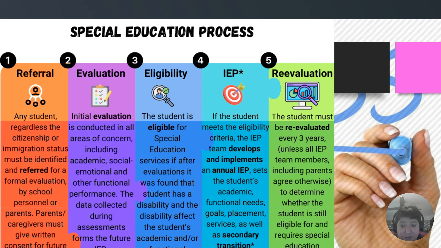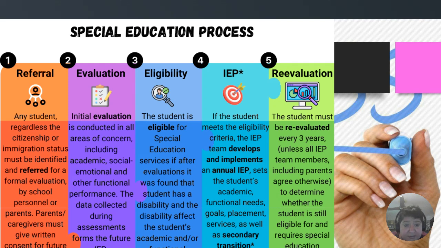The next step is evaluation. It's an initial evaluation which is conducted in all areas of concern, whether it's academic, social emotional, or other functional performance. And the data collected during the evaluation process will form the future IEP for a student. Next step is eligibility. The student is eligible for special education services if after evaluations it was found that the student has a disability and the disability affects the student's academic or other functional performance.